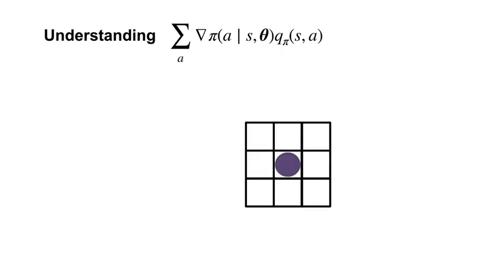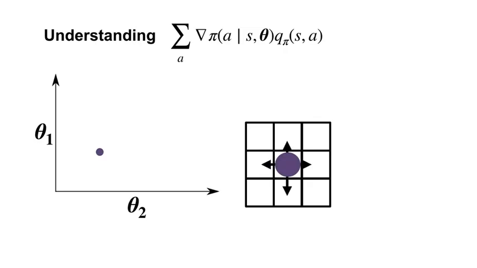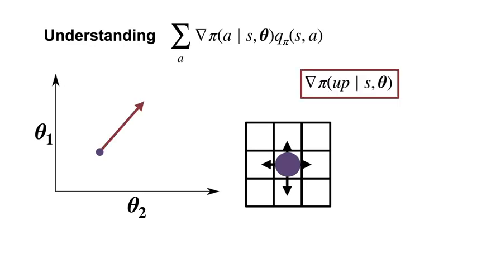Consider the simple grid world shown here. As usual, the agent can move up, down, left, or right. For simplicity, let's assume the policy is controlled by just two parameters. The parameters are currently set to the point marked here. The arrows indicate the agent's action probabilities in a particular state with the current parameter settings. The gradient for the up action might look something like this on the plot.